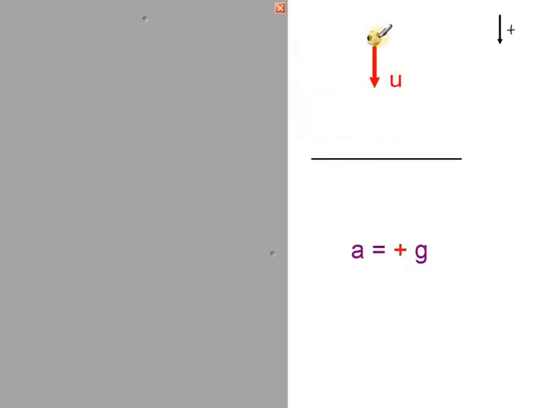Here the ball is released and falls vertically downwards. I've taken this as the positive direction because it represents the initial motion of the ball straight down. Gravity acts downwards, so gravity acts in the same direction as this arrow here, so it's positive. The acceleration in any calculations would be positive.